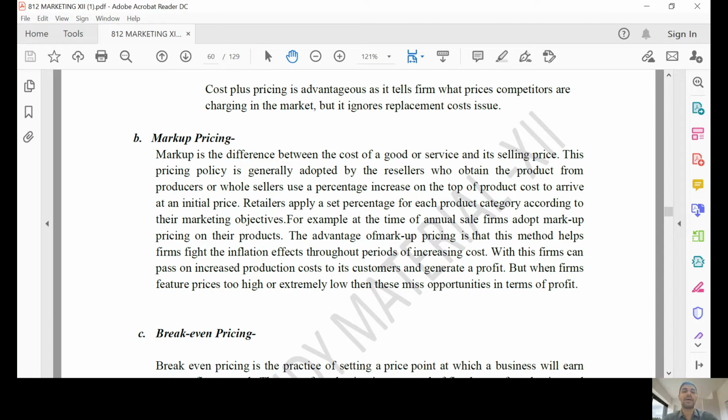They will keep 50% markup. So 50% of 110, 55. So they will sell the product at 165 to the final customer. So markup or percentage is added here, and the main thing to remember here is that markup pricing is followed mainly by intermediaries like wholesalers as well as retailers.